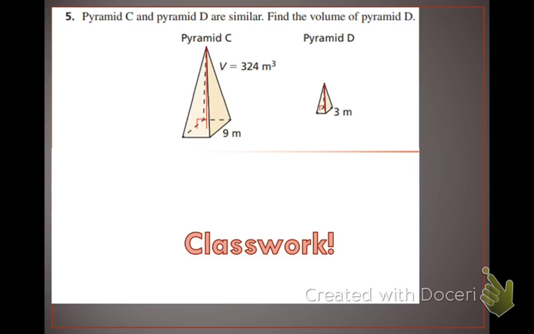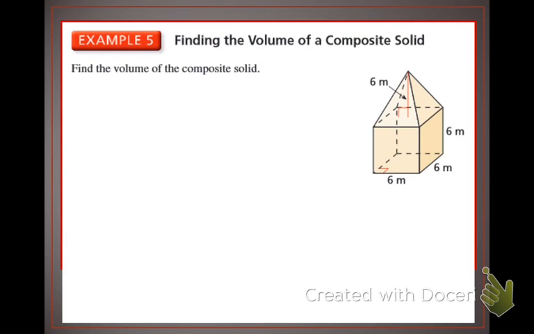These are the two you're doing on your classwork, to find the volume of the composite solid. So what two shapes do you see here? A pyramid and a prism. Well, a cube. You're okay. A cube. So you're going to find the volume of the overall. You need to find the volume of the cube and add it to the volume of the pyramid.